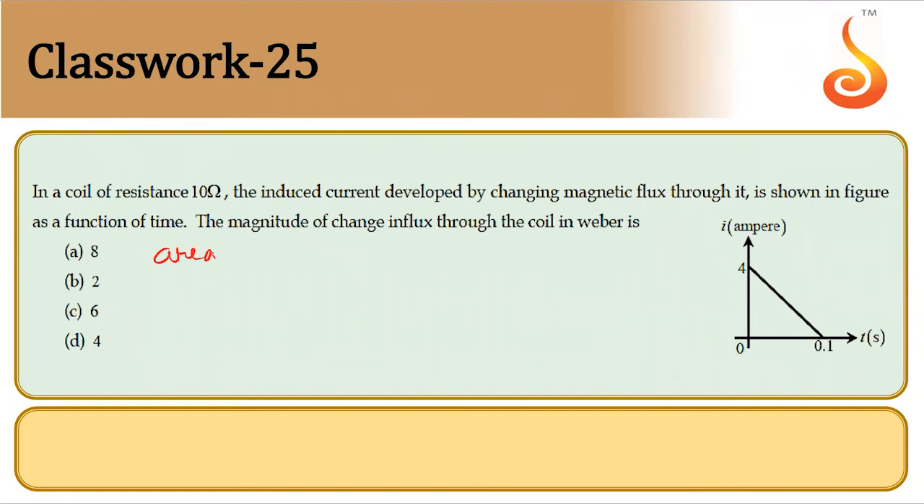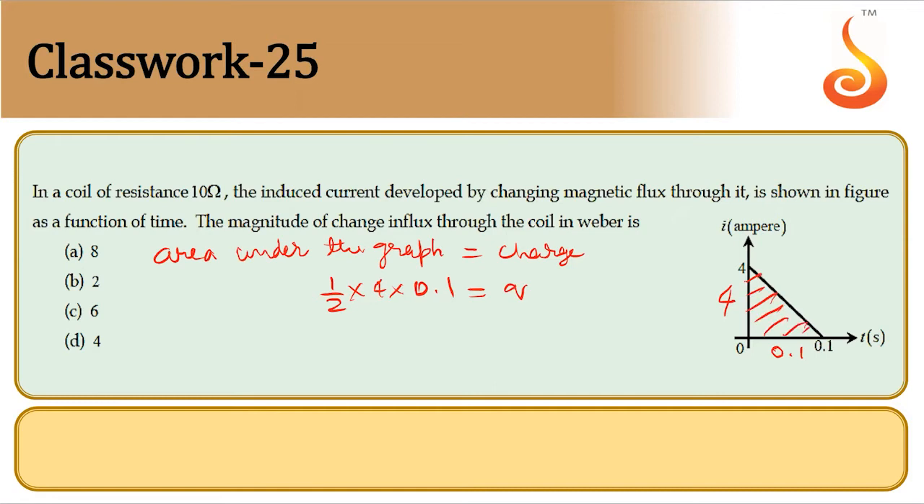See, the area under the graph gives you charge. So charge Q will be equal to, this base is 4, this height is 0.1. So the area under the graph is half into 4 into 0.1, half into base into height. Triangle it is. So this area should give you charge. Current into time should give you charge. So this will be 0.2. So Q is equal to 0.2 coulomb.